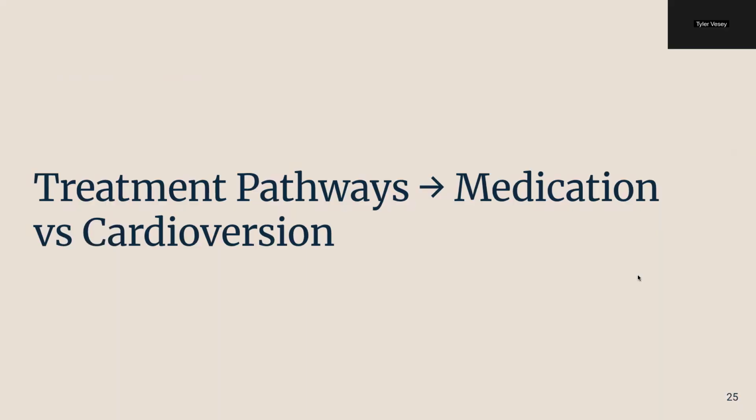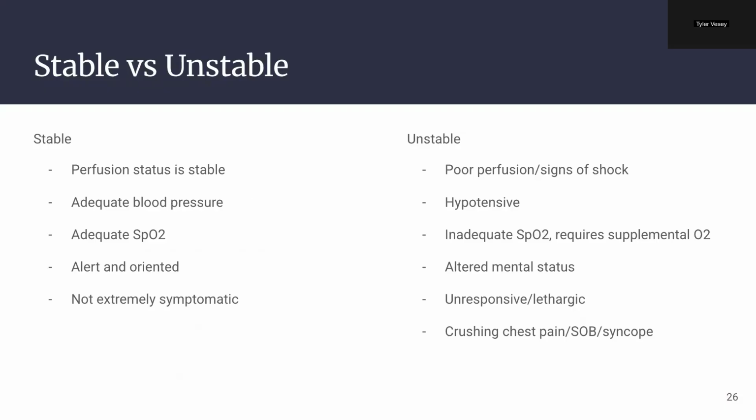Treatment pathways. So whether we're going to medicate or cardiovert, the shock versus medicine debate. This is all going to come down to stability of the patient. A stable patient has, kind of funny to say, a stable perfusion status. So they have an adequate blood pressure, adequate SpO2. They're alert and oriented. They're not having crushing chest pain. They're not so short of breath they feel like they can't breathe at all.